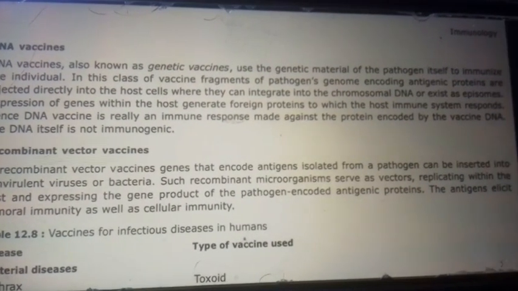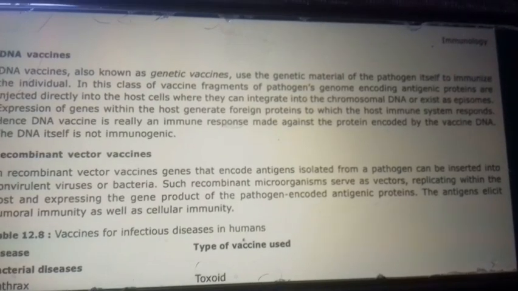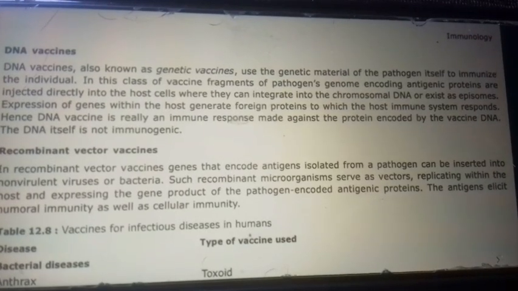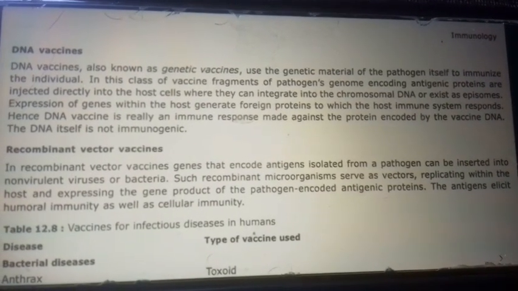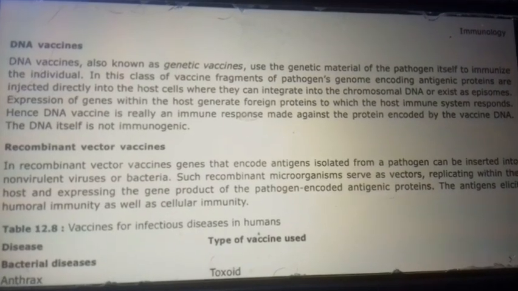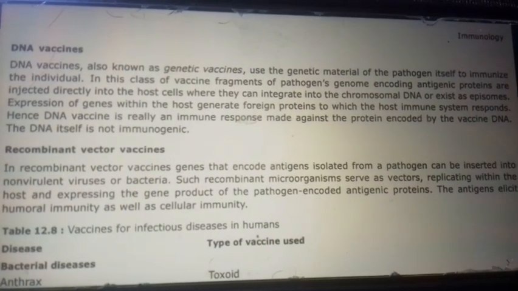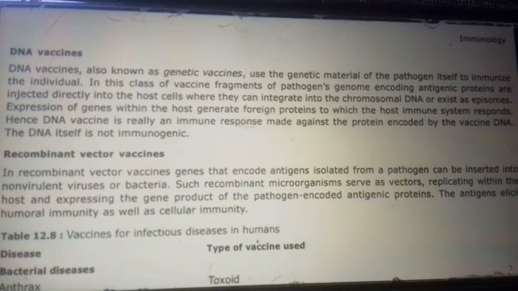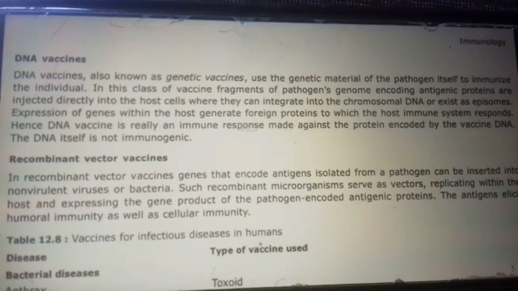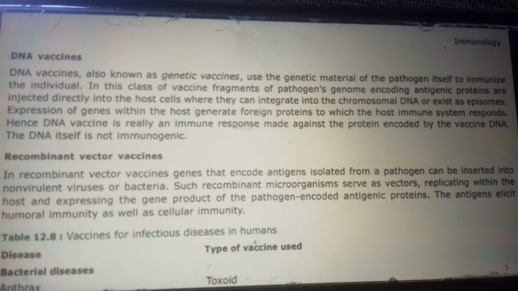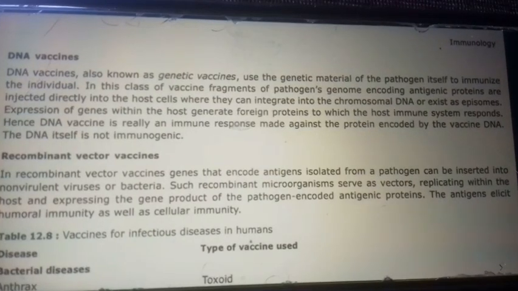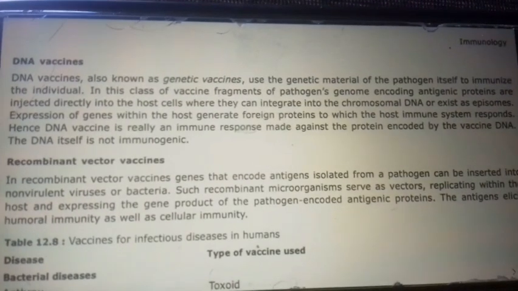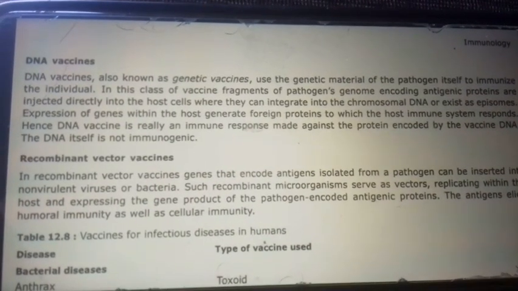DNA vaccines are genetic vaccines. They use genetic material itself to immunize an individual. Vaccine fragments of the genome encoding an antigenic protein are injected directly into the host so they can integrate into chromosomal DNA or exist as episomes. Episomes are self-replicating, for example, like plasmids. Expression of the gene within the host generates a foreign protein to which the host immune system responds. A DNA vaccine is really an immune response made against the protein encoded by the vaccine DNA. The DNA itself is not immunogenic.